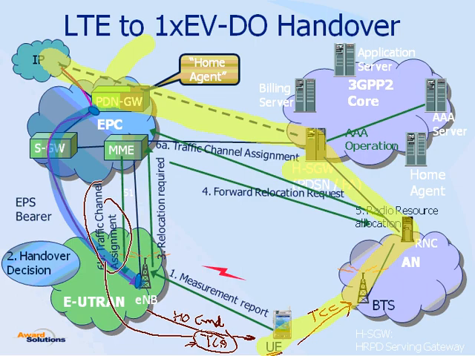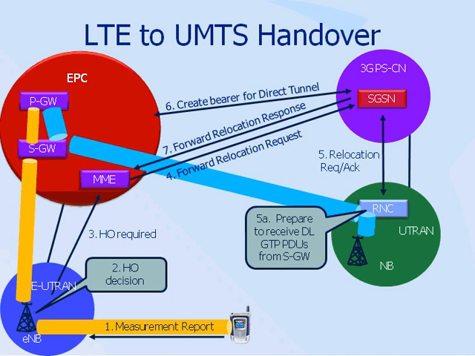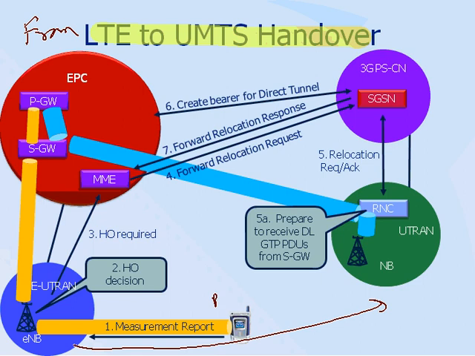Let's go back to our handover discussion. So we looked at the interworking between LTE and DO. We took an example of handover. Now let's take an example of LTE to UMTS handover. Similar idea: we are going from LTE to UMTS coverage area. Since we are moving outside LTE into UMTS, we have poor LTE and better UMTS, so I need to send a measurement report message.